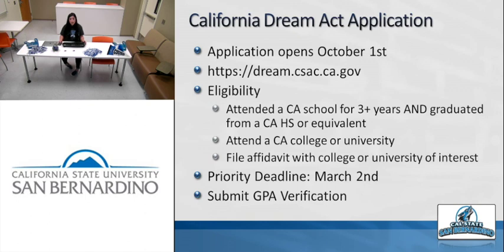The DREAM application also opens October 1st. You must have attended a California school for 3 years and graduated from a California high school or equivalent. You must be attending a California college or university and file an affidavit with the college or university of interest. The application deadline is also March 2nd, and you must submit GPA verification. So it's a little similar to the deadlines for the regular FAFSA.